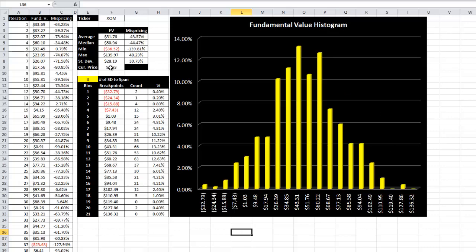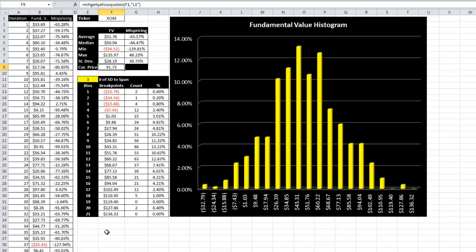Now, the current price of ExxonMobil is $91.73. That would put you about right here on the graph. So you can see that almost all of the fundamental values we get from our discounted cash flows model are less than the actual price. So from what I see here, I'm becoming more and more convinced that I don't want to buy this stock, largely because all my iterations are coming in below the actual market price.